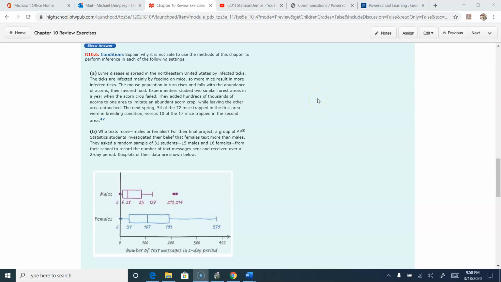Okay, last two learning objectives. This number 6 is pretty conceptual. It really locks in on our conditions for inference, mainly for normality, for assuming we have a normal sampling distribution, both for proportions and for means.